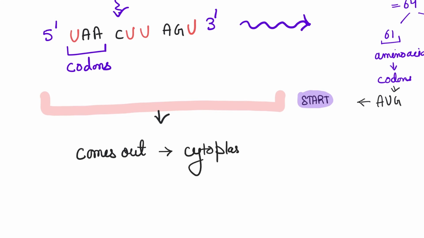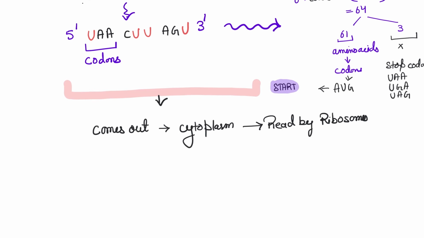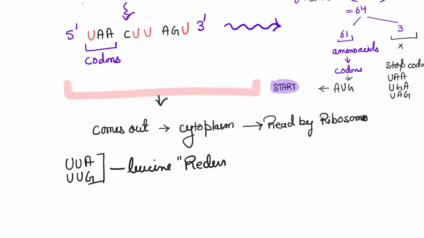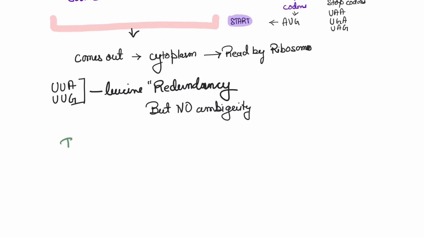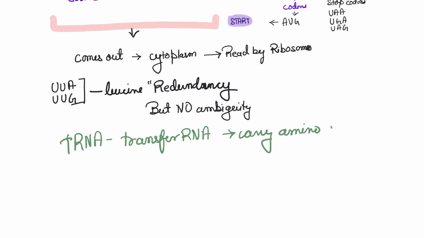Now, this transcription process was happening inside the nucleus. So this needs to come out into the cytoplasm, and this is read by ribosomes for translation. It is read by ribosomes in the cytoplasm or attached to the ER, and finally this is made into an amino acid. How? Let's say UUA, it stands for the amino acid leucine. Remember, both UUA and UUG stand for leucine. So there is redundancy in codons, but no ambiguity. No particular codon can code for two amino acids.